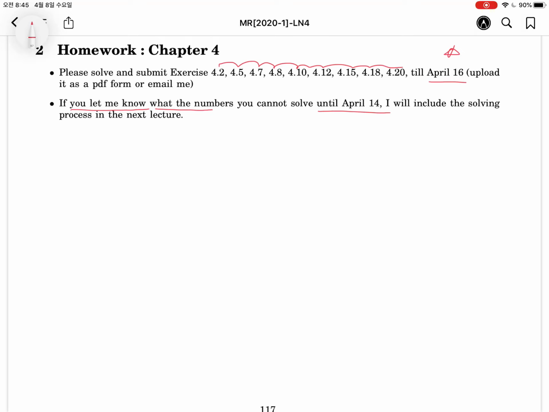Now I have finished chapter 4, but we don't have much time to solve exercises. So next Thursday morning, maybe 9 a.m., we will have a Zoom meeting. I will stand in front of the blackboard. So if you ask me, I will try to write down the solving procedure on the blackboard.